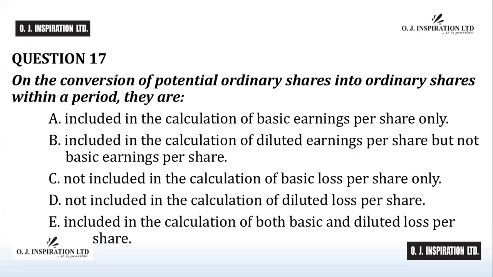Question number 17. On the conversion of potential ordinary shares into ordinary shares within a period, they are A, included in the calculation of basic earnings per share only. B, included in the calculation of diluted earnings per share, but not basic earnings per share. C, not included in the calculation of basic loss per share only. D, not included in the calculation of diluted loss per share. E, included in the calculation of both basic and diluted loss per share.